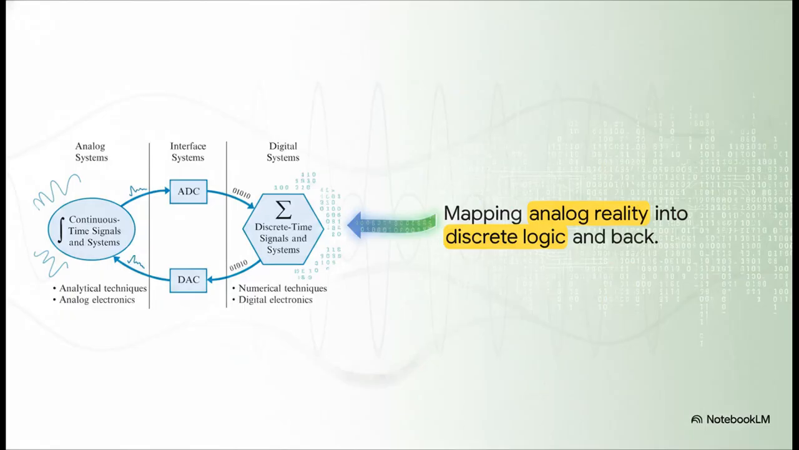This creates a totally complete circular journey for our signal. The physical signal enters from the continuous world, passes across the boundary through the ADC into binary logic, gets processed, and finally flows back across the boundary through the DAC to return to physical reality. It's just a constant, endless loop of translation, manipulation, and reconstruction.